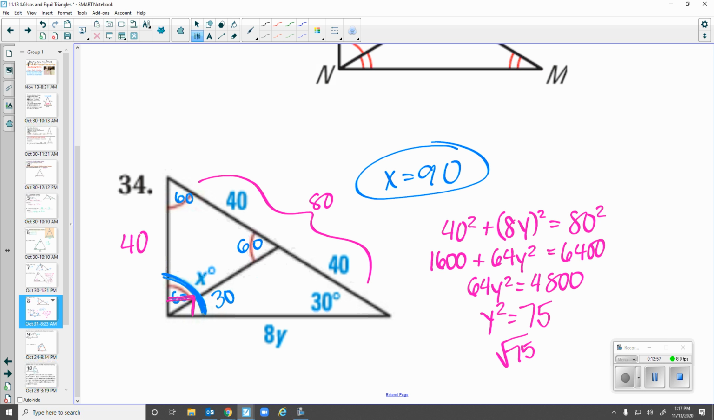75 is what? 3 times 25? 7 by 3. Oh, right? Mm-hmm. Yeah. So y equals 7.